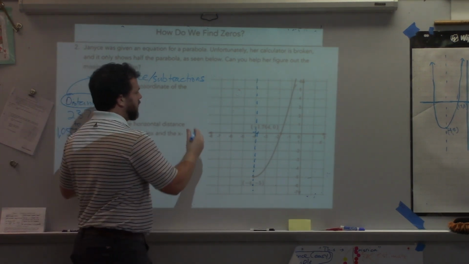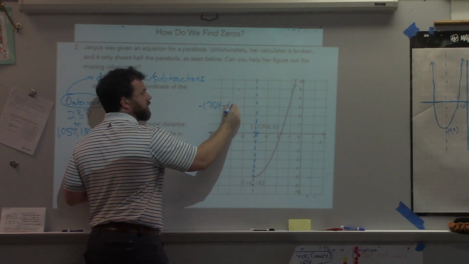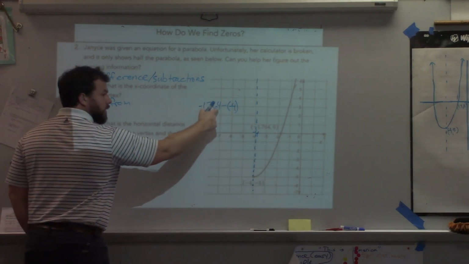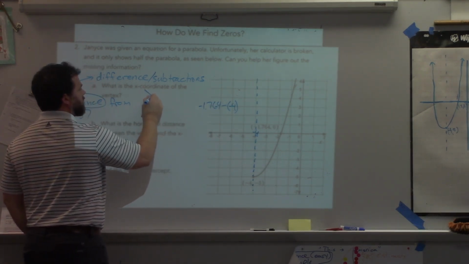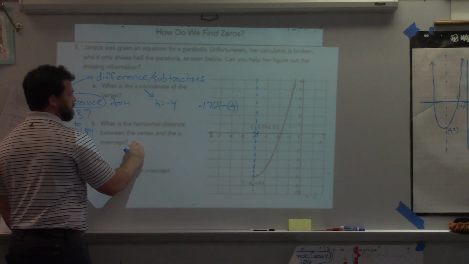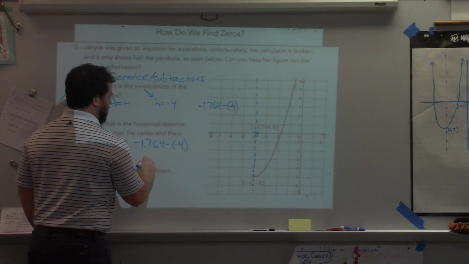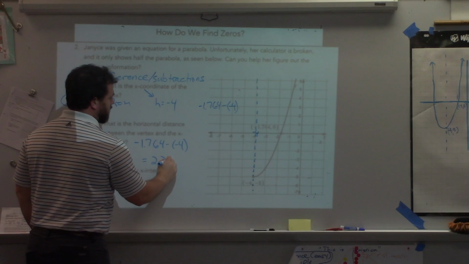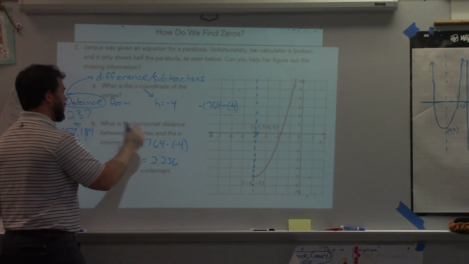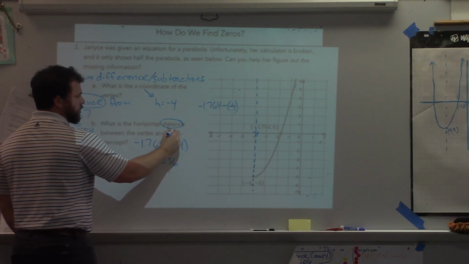So, minus, now you have to be careful here, -4. Please pick up a calculator, right? And I need that distance. What is it? 2.236. Notice a distance is subtraction.